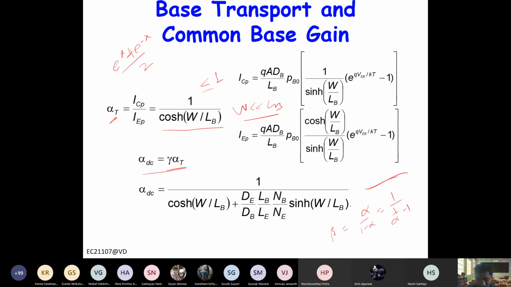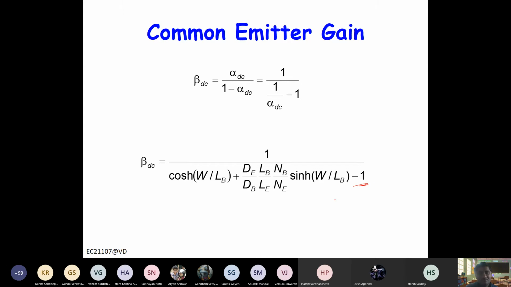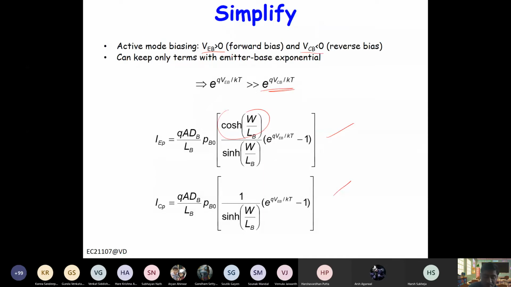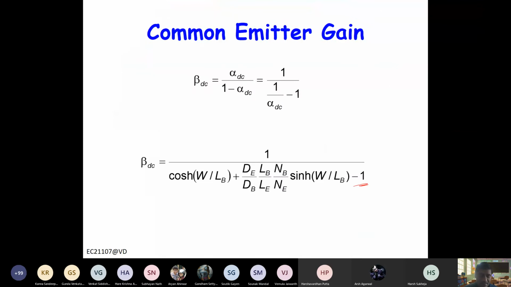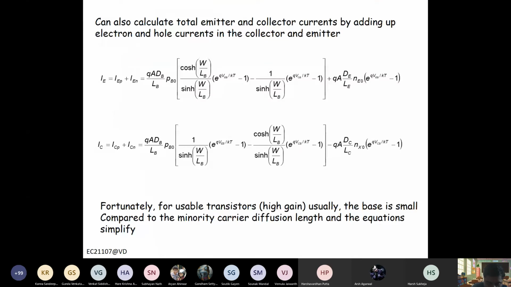So from the denominator you subtract 1, you will get the common emitter current gain. So this is basically assuming only the forward active mode, right? If you want to write a most general expression for the current, so this is a general expression, right?